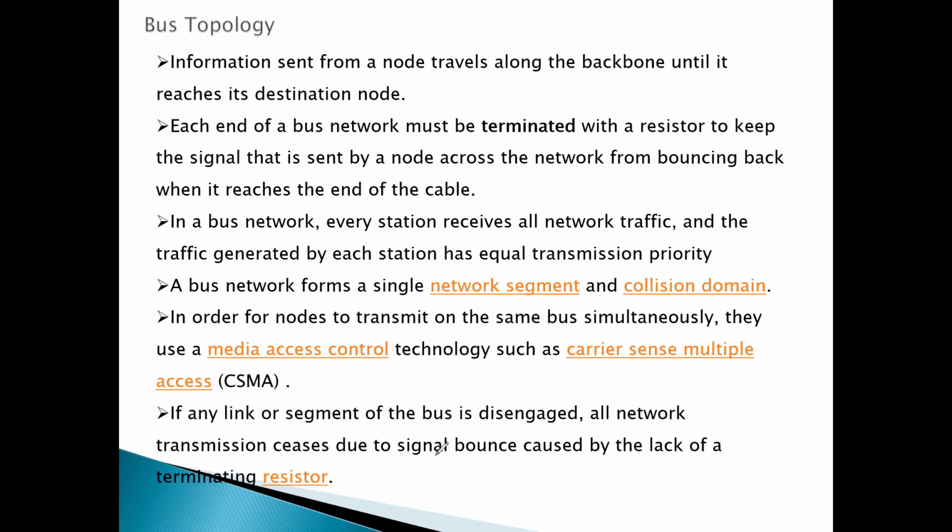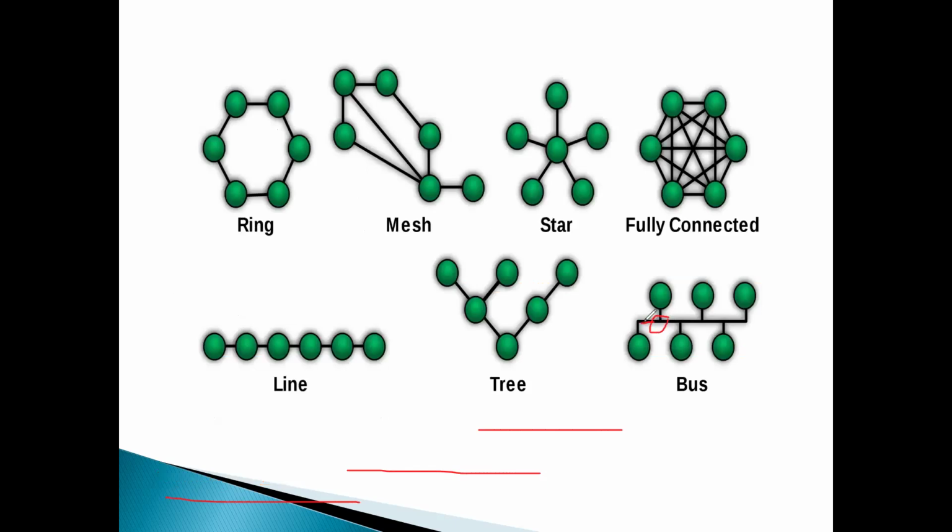If any link or segment of the bus is disengaged, all network transmission ceases due to signal bounce caused by the lack of a terminating resistor. It means if any computer connection is loose, like this one, then other data will not travel on the cable. Okay. So you have to identify that all connectors are fixed with the cable. Or if any computer is out of order, data will not move on the cable. This kind of network has finished.